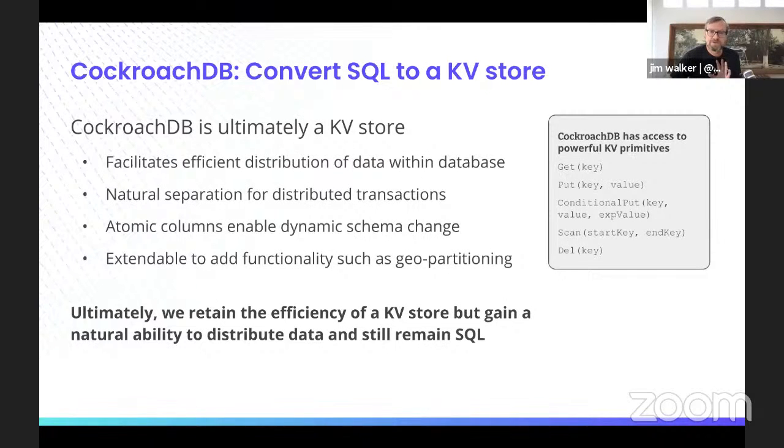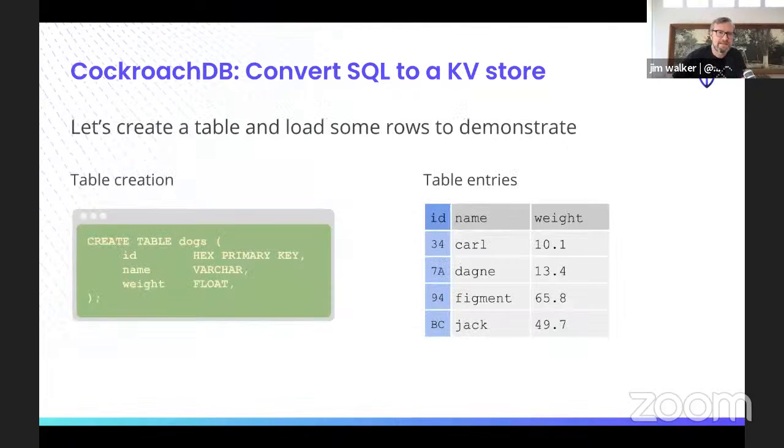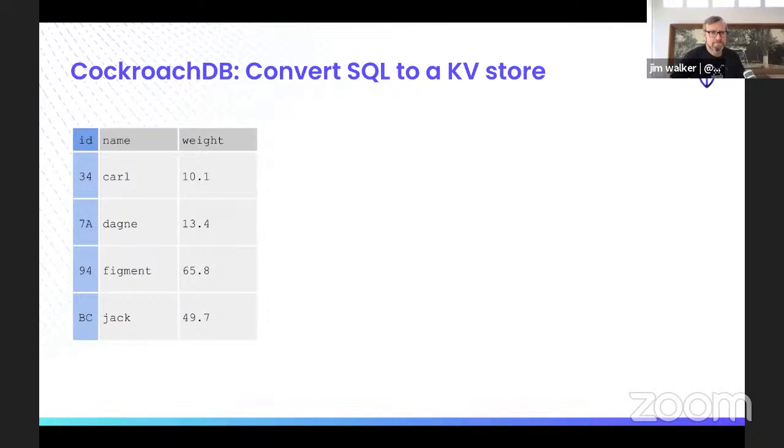Now, there are a lot of things that we benefit from with the KV store, but it is really basically the way in which we store data. It's easiest to just show this. If I think about this dogs table, here's my DDL. I'm just going to create this table with an ID, name, and weight. And over on the right-hand side, you see some entries, which just looks like a normal table that you and I may think about from a relational form.